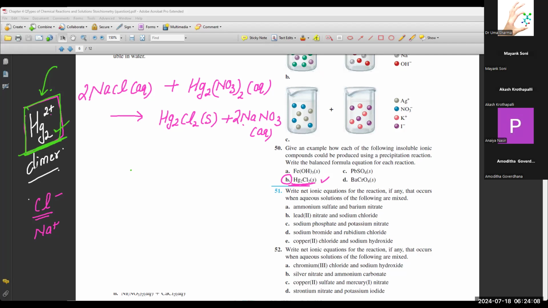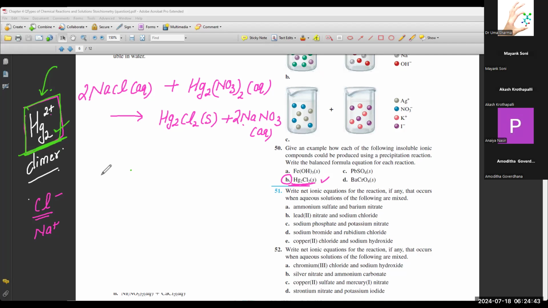So please list the spectator ions, the ions which are not undergoing any change. Yes, Na plus and nitrates. Very good. Perfect.